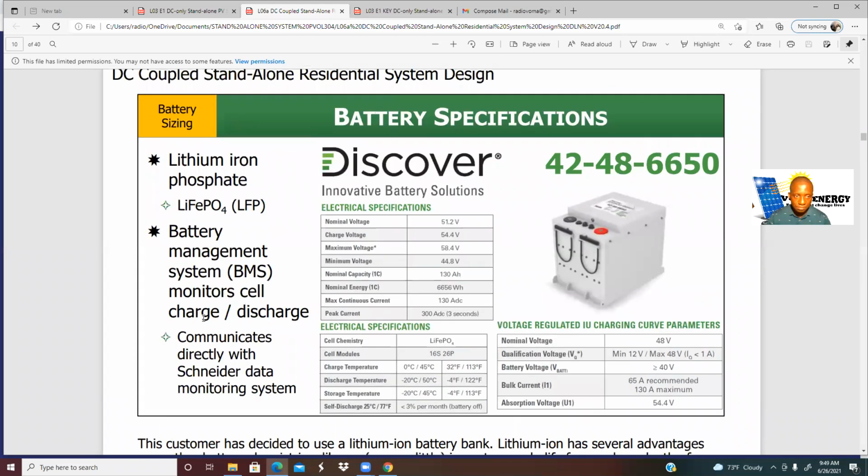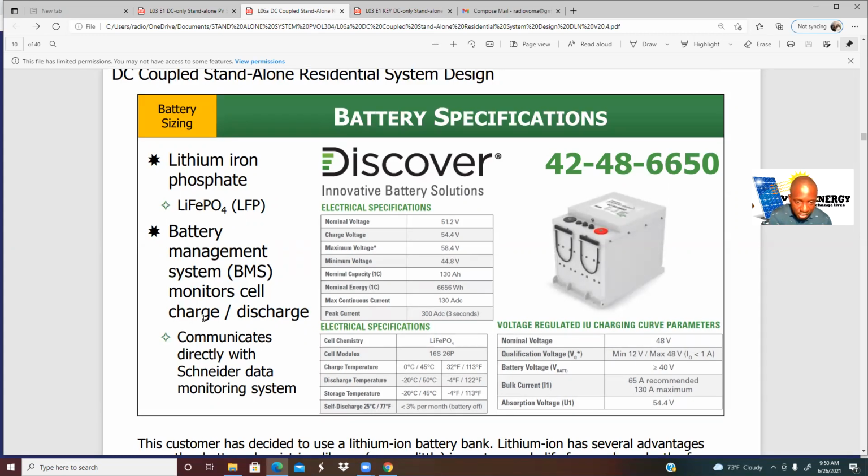Battery specification. We are using a lithium iron phosphate battery. The battery management system, BMS, monitors cell charge and discharge and communicates directly with the Shannon data monitoring system. So this is the lithium ion battery, not very popular in Africa or Liberia. We don't use much. We use more lead acid and flooded lead acid batteries. The nominal voltage is 51.2 volts. The charging voltage is 54.4. The maximum voltage is 58.4. The minimum voltage is 44. The nominal capacity is 130 amps.